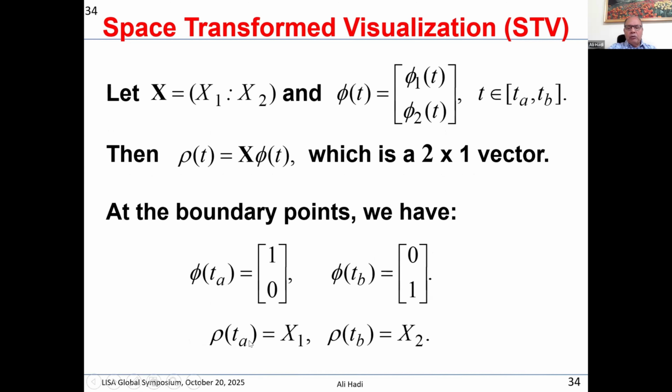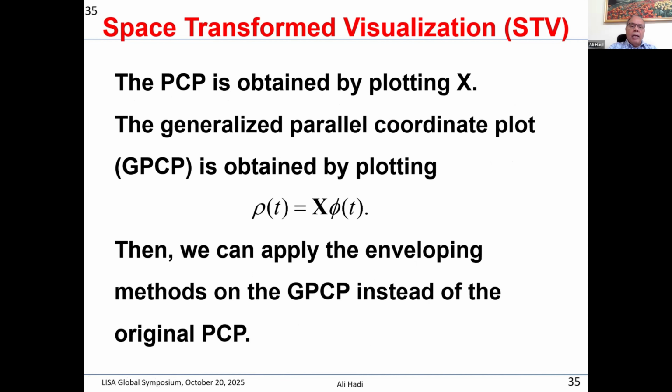And rho of t, in this case, at ta will be x1 only, because it will be 0 for the others. And rho of tb is equal to x2 only. But of course, if t is between a and b, then we have a linear function here. So rho of t can be written simply as X, which is the data matrix that we have, times the vector of the smooth transformation. And so this is what we have.